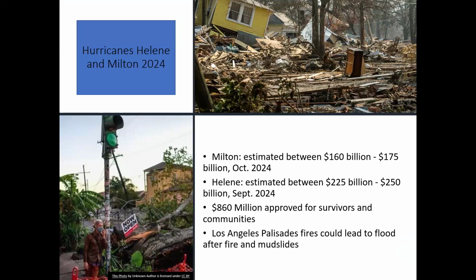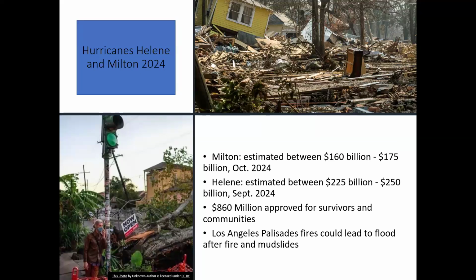And then just recently last year, we had Hurricanes Helene and Milton in very quick succession. Milton is estimated to have caused between 160 and 175 billion dollars in October, and then Helene between 225 and 250 billion back in September. And so there's been $860 million that was approved for survivors and communities.